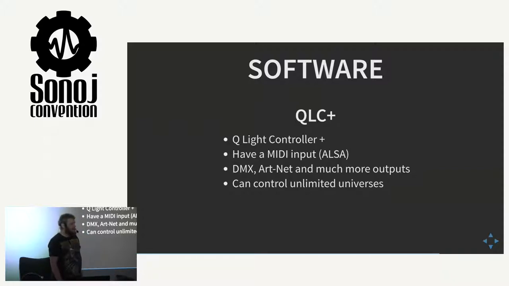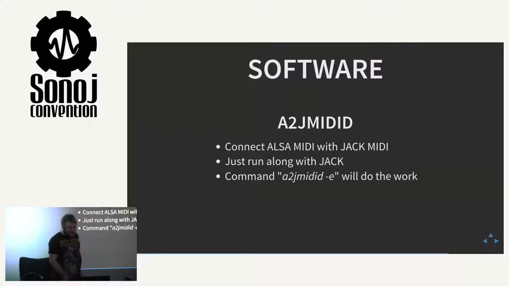It can output to almost every possible piece of hardware that can send out DMX or other things for controlling lights. It is, of course, open source. Everything I will be talking about is open source. And as with other open source things, it's practically unlimited. It's unlimited, but of course you need to take care of the power of your computer. The last thing is A2J MIDI Daemon. As I said before, it just connects ALSA and Jack MIDI worlds. This command I've written here is everything you need to run. Just type this into Bash, and it will start working, and you don't need anything more.